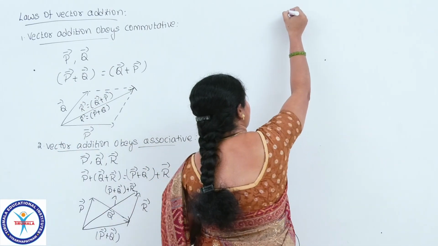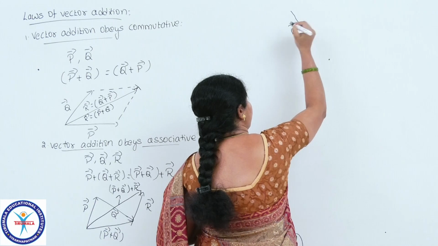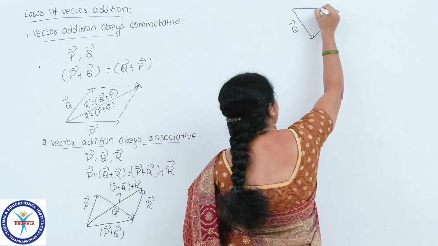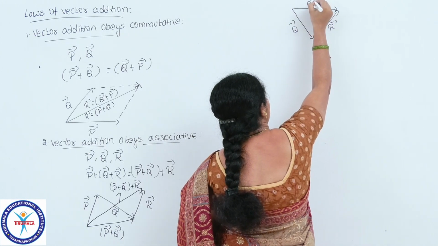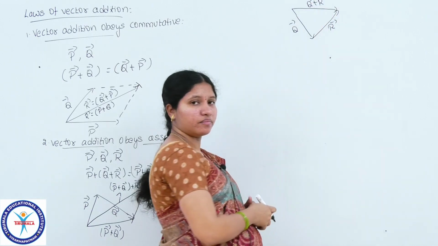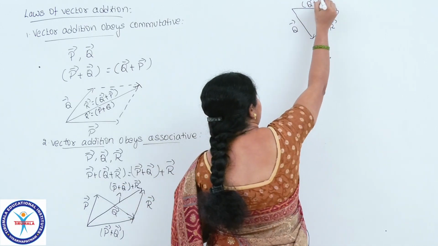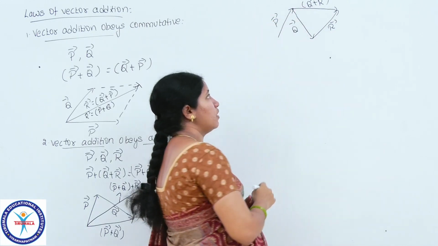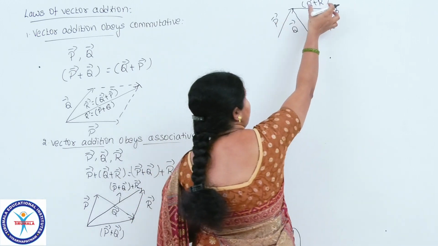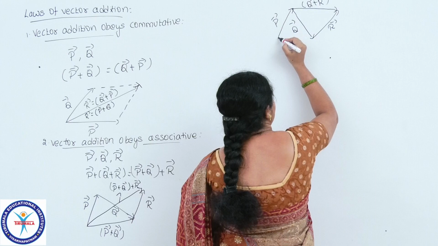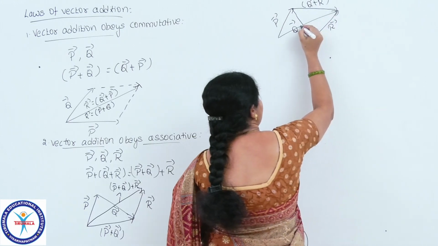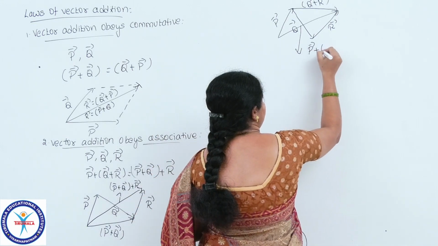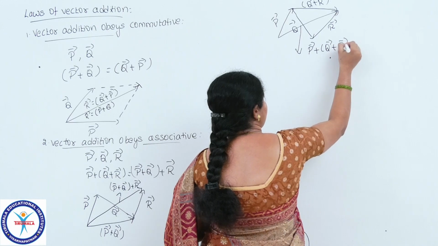So let us consider a vector q bar and another vector r bar. So the third side will be the resultant, which is given by q bar plus r bar. So now add a vector p bar to q bar. Let this be p bar. So now p bar is one side and q bar plus r bar is another side. So the third side, which is taken in reverse order, gives us the resultant, which is given by p bar plus q bar plus r bar.